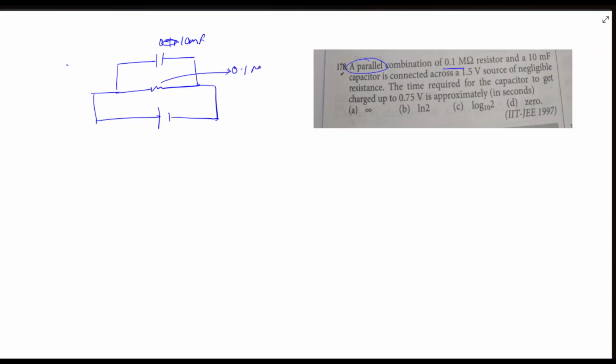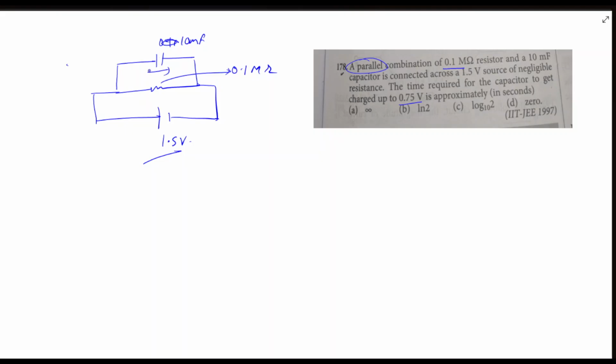Perfect. We have a parallel combination of, so this is a parallel combination of a capacitor and a resistor, right? So this is 10 millifarad, and this is 0.1 mega, and this battery is of 1.5 volt. The time required for the capacitor to get charged up.